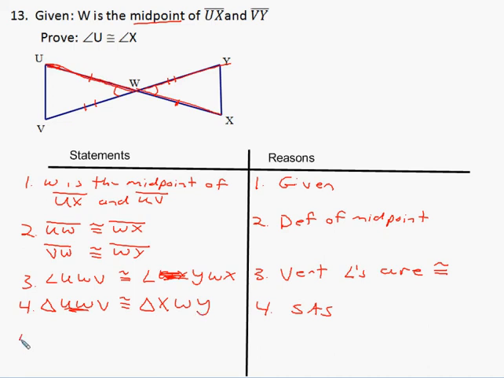And now we're to our last step. Since the triangles are congruent, corresponding angles are congruent. We notice that even in our statement here, U corresponds with X, so we can say angle U is congruent to angle X. And we can say that by the definition of congruent triangles, or we can just put CPCTC, and that stands for corresponding parts of congruent triangles are congruent. And that's the proof. We used congruent triangles to show that their corresponding parts were congruent.